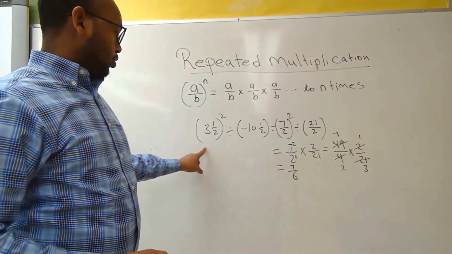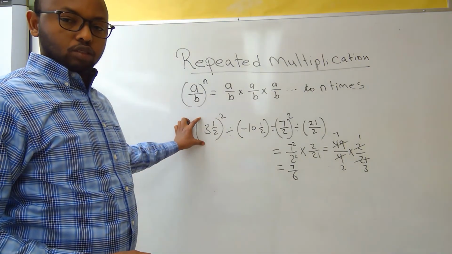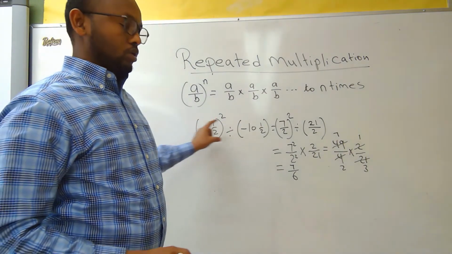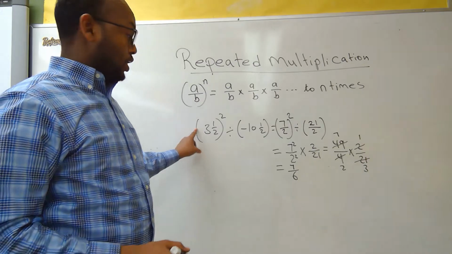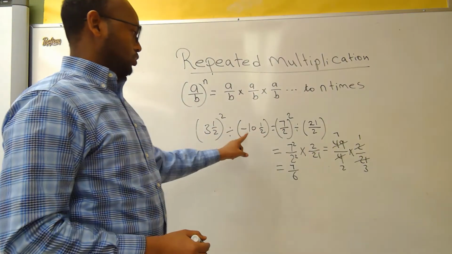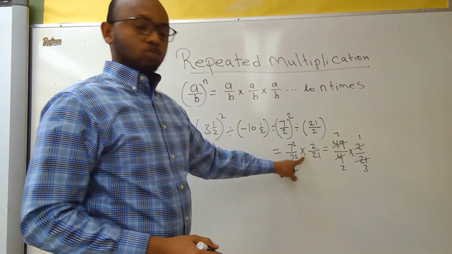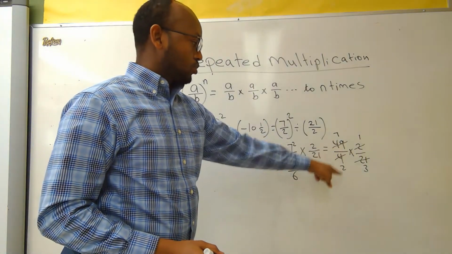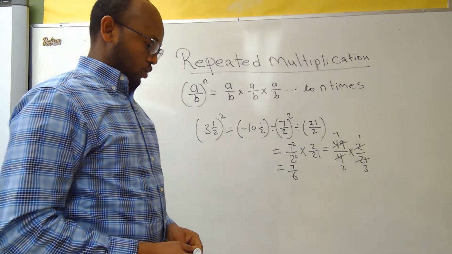So what I did, look here, this was a mixed fraction. I converted to an improper fraction. Then the division changes to multiplication. Then I simplify. That is the other way we can do it.